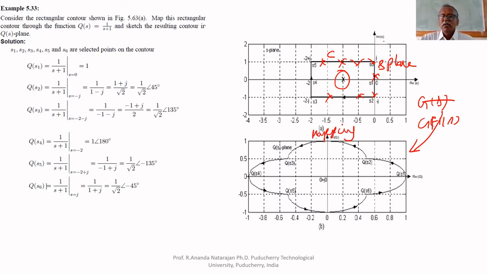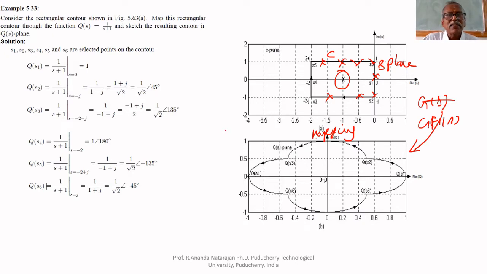This is the mapping of the C contour on the GH plane. You notice that this mapping encircles the origin in the anti-clockwise direction one time. So if the pole is inside that contour, that is mathematics. If a pole is inside the contour, if you do the mapping, it will encircle the origin in the anti-clockwise direction.